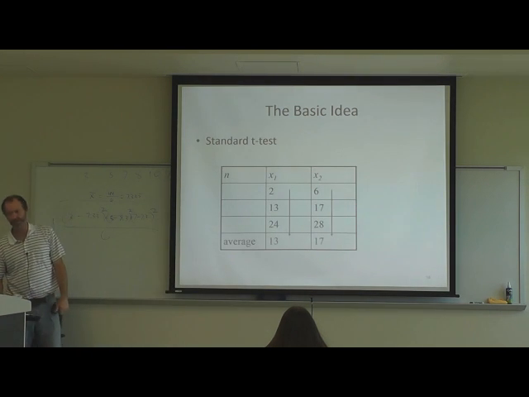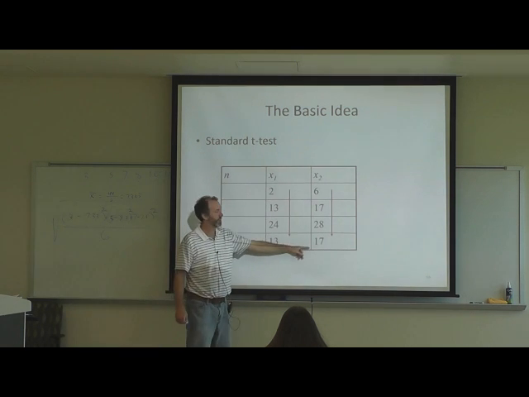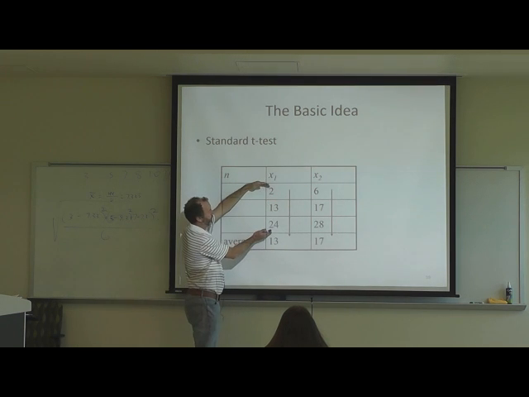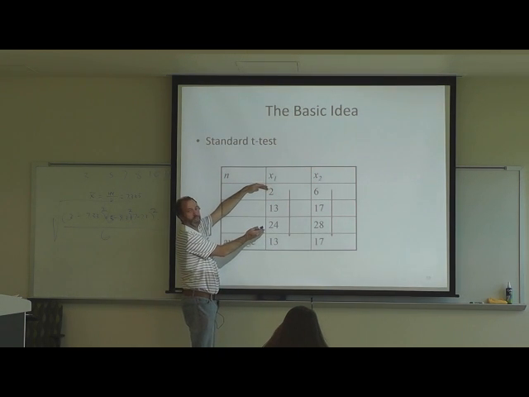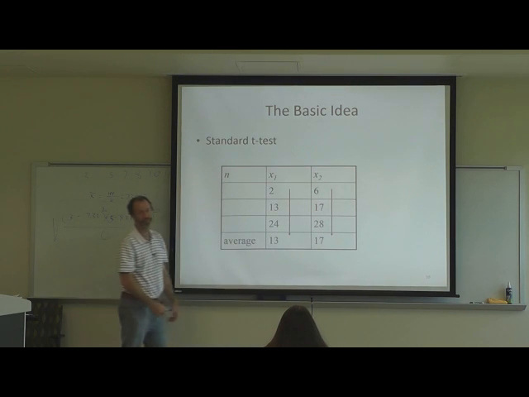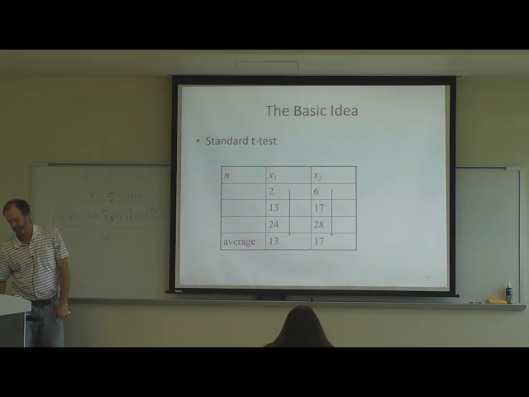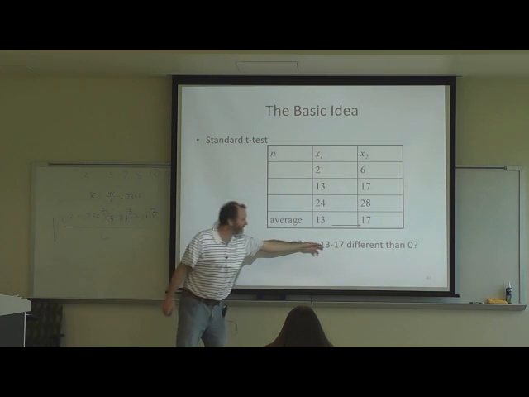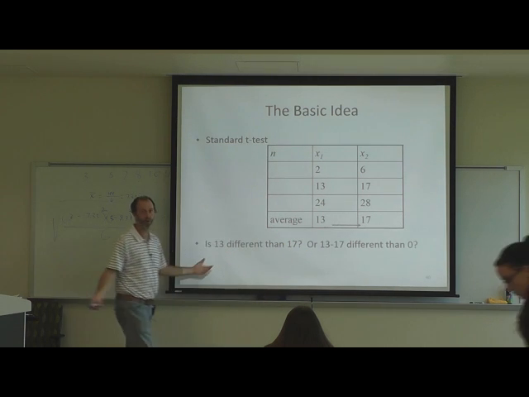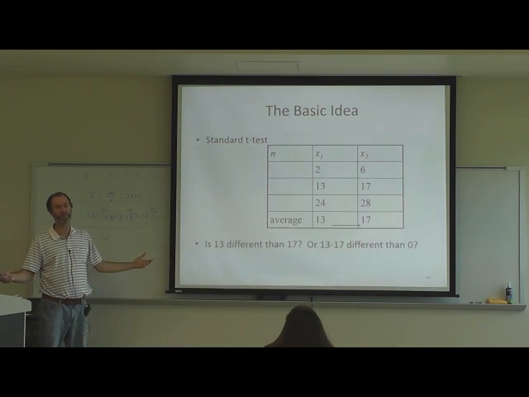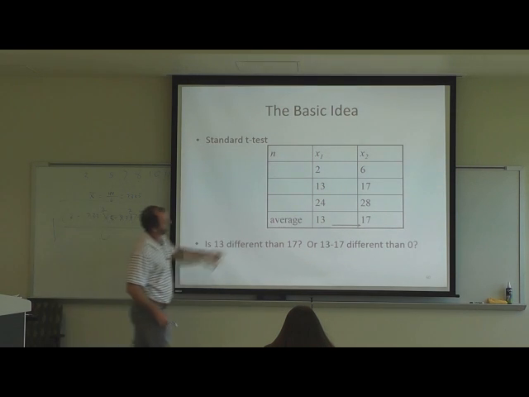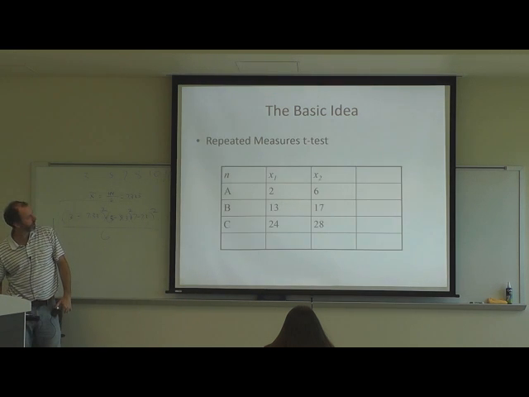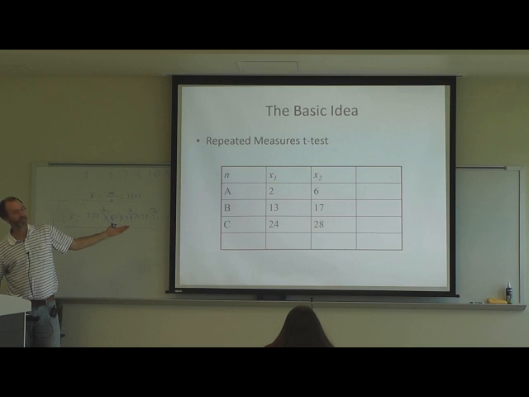If you were going to do a regular t-test, you would average those, right? And then see, are these groups different, basically? And in these data sets, you'll have pretty big standard deviations, right? So is 13 different than 17, or 13 minus 17 different than 0? That's your null hypothesis: 13 minus 17 is going to be 0, right? But these standard deviations are going to be pretty big, so your test isn't going to be so powerful, right? But that's where the repeated measures test comes in.